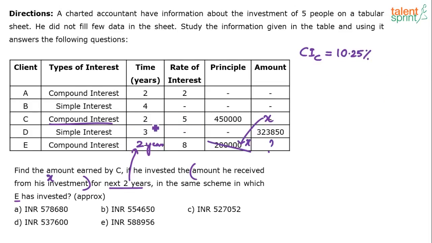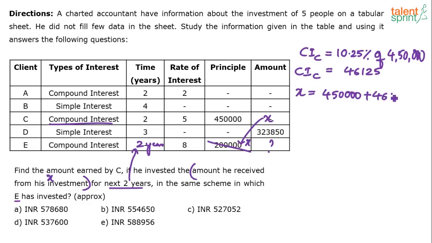10.25%. 10.25% of what? 4,50,000. 10.25% of 4,50,000. How much is that? 45,000 plus 1,125, 46,125. Yeah, this is the compound interest that C has earned. What is X? X is the total amount. So X will be equal to 4,50,000 plus 46,125. 4,50,000 is the principal amount, 46,125 is the interest that he has earned. The total will give you the value of X.